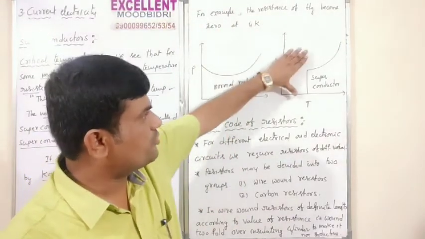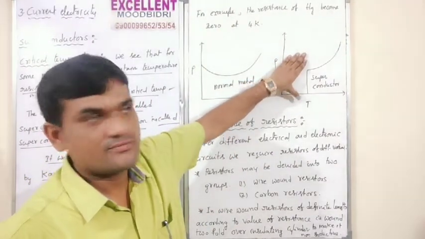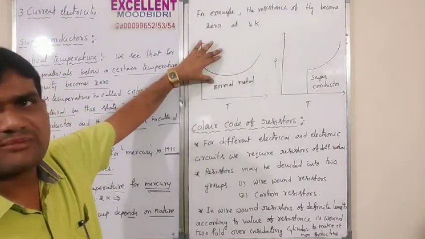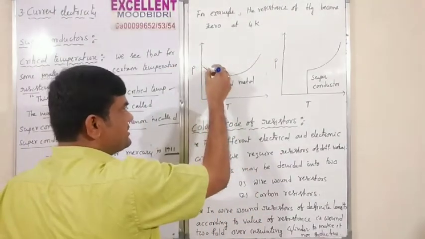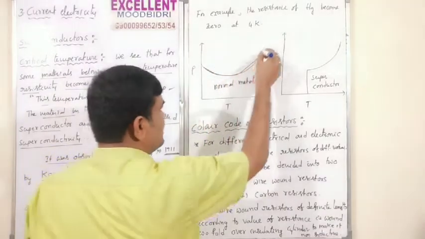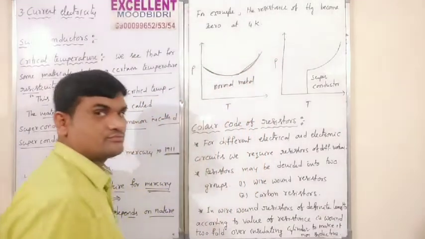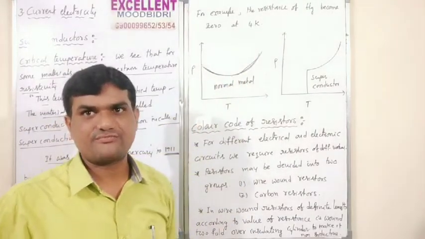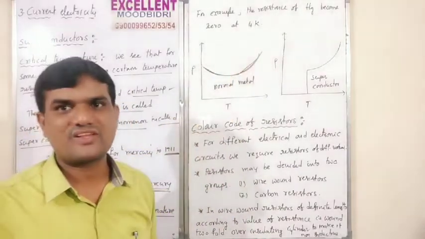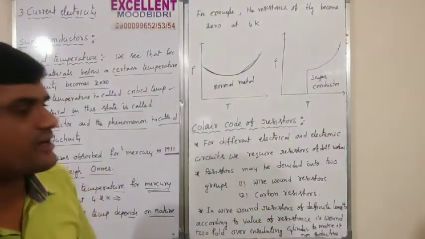This is the superconductor's diagram. This is a general diagram for a normal metal. In a normal metal, resistivity decreases and then increases again, but does not become zero. First it decreases and again increases, like that curve will come. Are you clear? This is the story of superconductors.